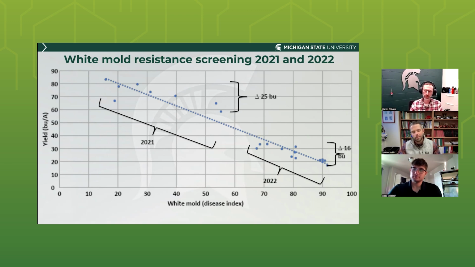And it's challenging to breed for as well, because it's not just a single gene that we can take and confer resistance to white mold. It's multiple gene controlled, and so that's very challenging in a breeding sense.